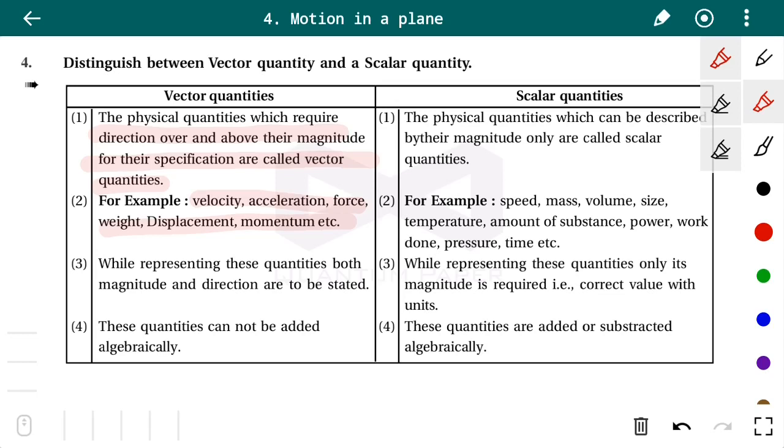Right? While the physical quantities which can be described by their magnitude only are called scalar quantities. That means the physical quantities which require only the values to describe them are called scalar quantities. For example, speed, mass, volume, size, temperature, amount of substance, power, work done, pressure, time, etc. are called the scalar quantities.